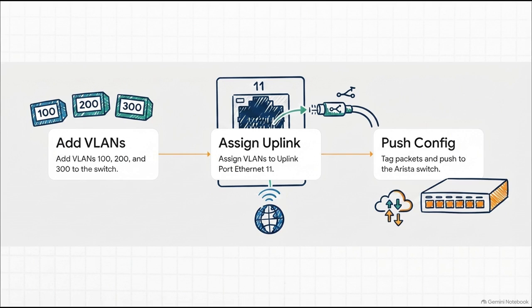Step 2 is the big one, assigning them to a physical uplink port. In the source example, they assign them to Ethernet 11. Why Ethernet 11? Because that specific port acts as the uplink to the corporate L3 switch.